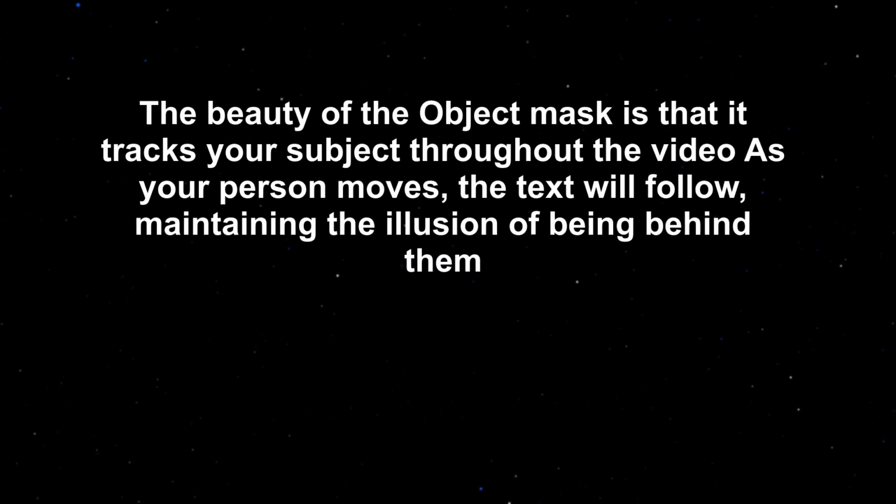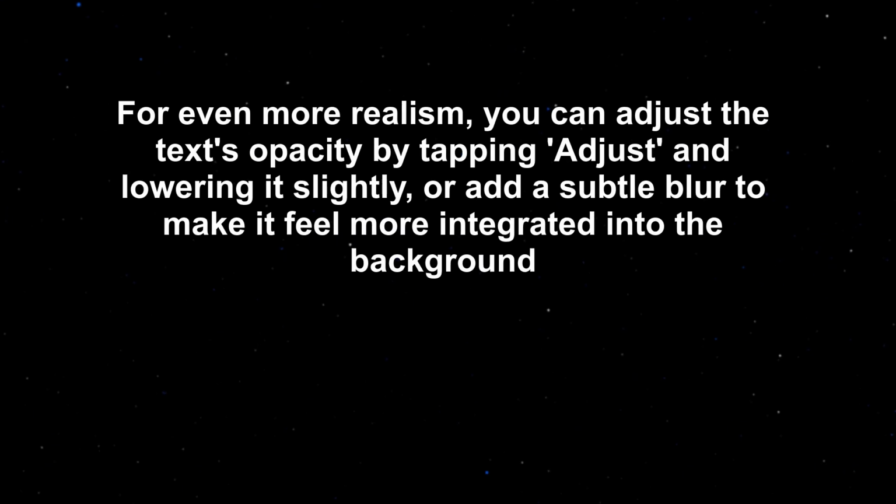The beauty of the object mask is that it tracks your subject throughout the video. As your person moves, the text will follow, maintaining the illusion of being behind them. For even more realism, you can adjust the text's opacity by tapping adjust and lowering it slightly, or add a subtle blur to make it feel more integrated into the background.